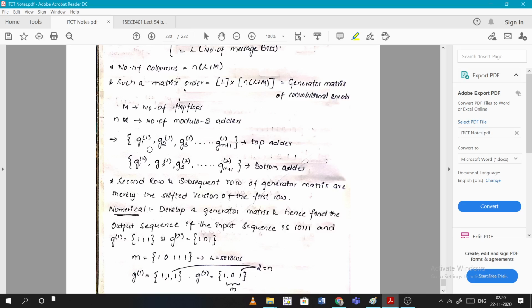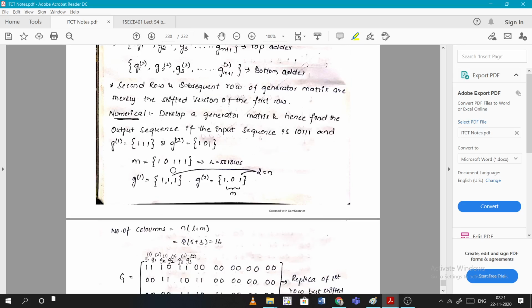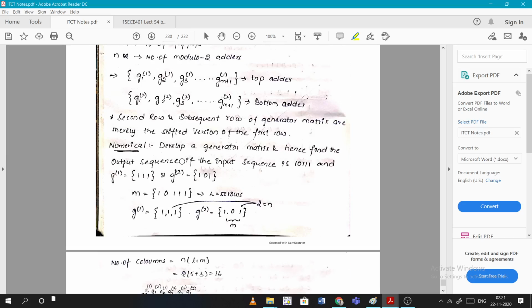So what he is saying is, we'll write what we are saying in a numerical example, and we'll understand.